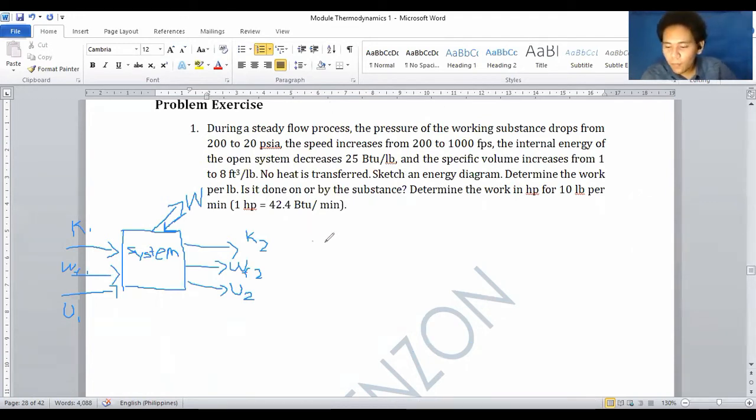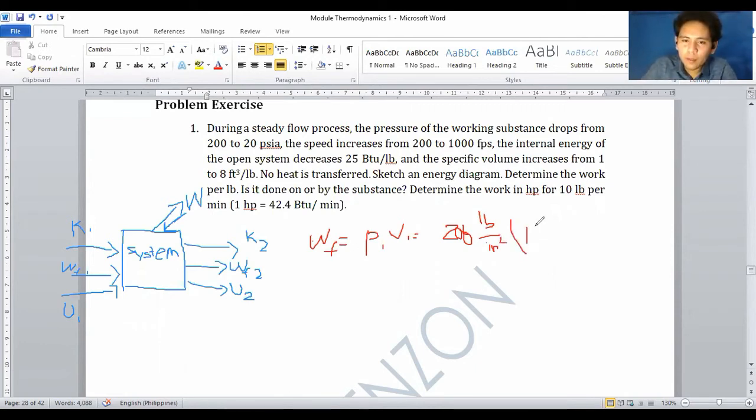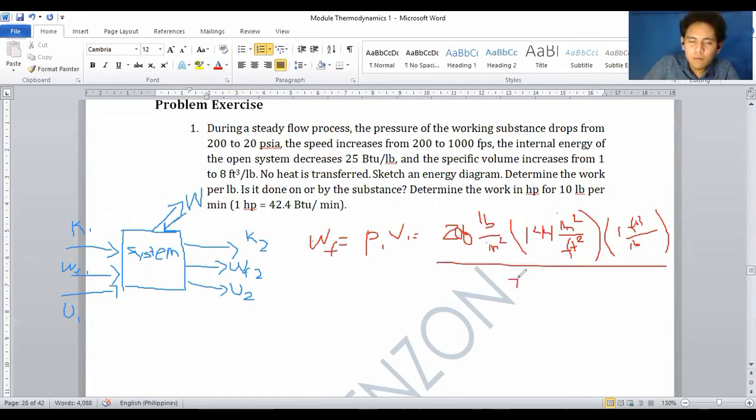Now your work flow 1 is equal to P1 V1, equal to your pressure 1, 200 PSI, pound per square inch, multiplied by the conversion factor 144 inch squared per feet squared. Then your specific volume, 1 cubic feet per pound, all over 778 as the conversion factor into BTU per pound mass.